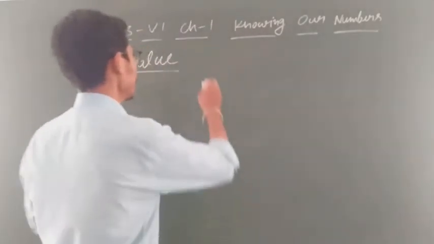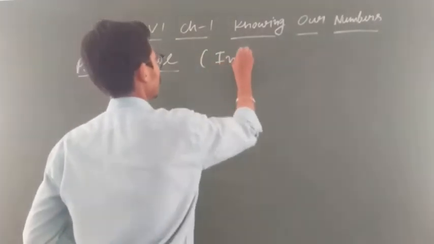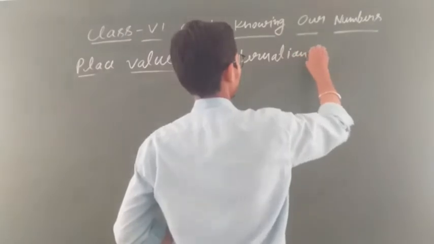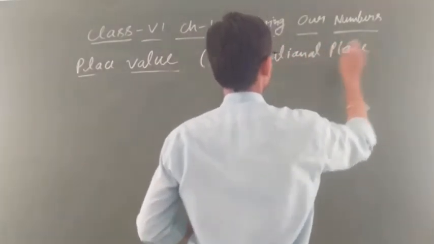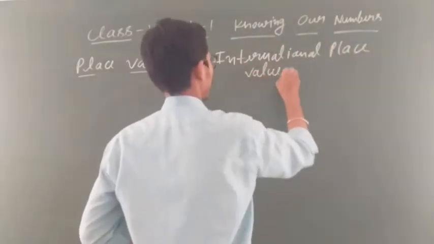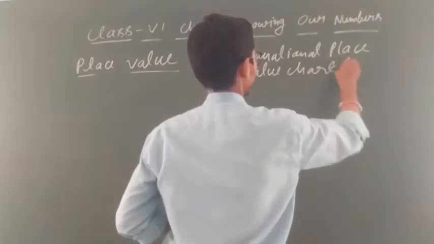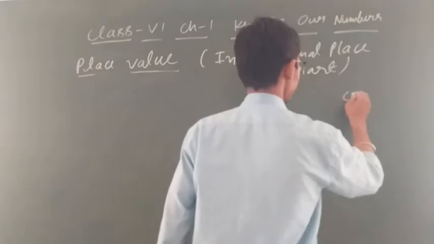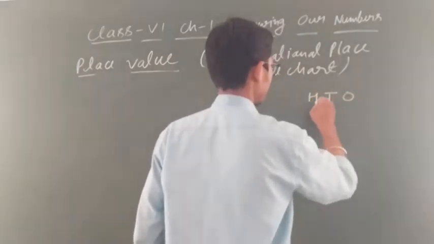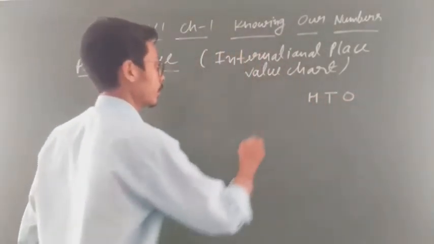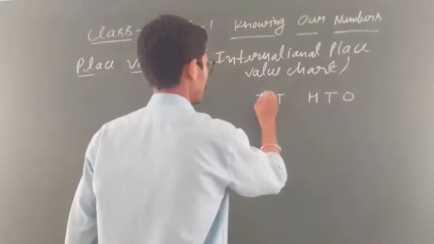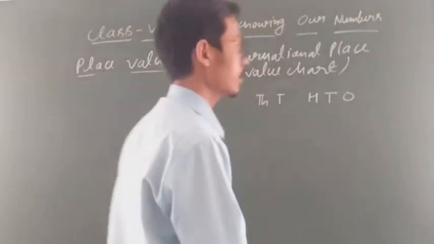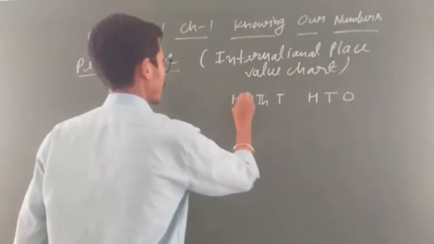Now come to the international place value chart. Let us discuss what is in this. Here it will start with ones, tens, hundreds, thousands, ten thousands, then hundred thousands.